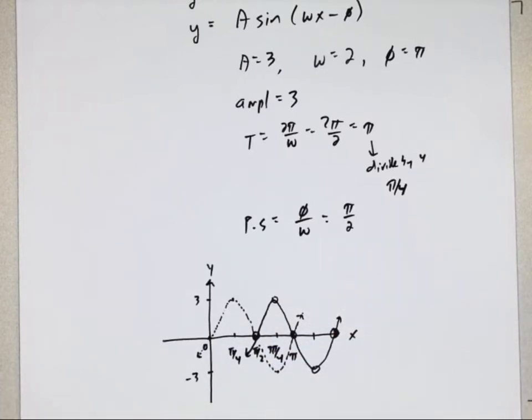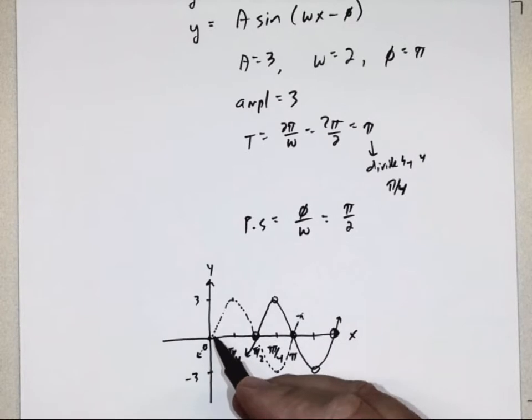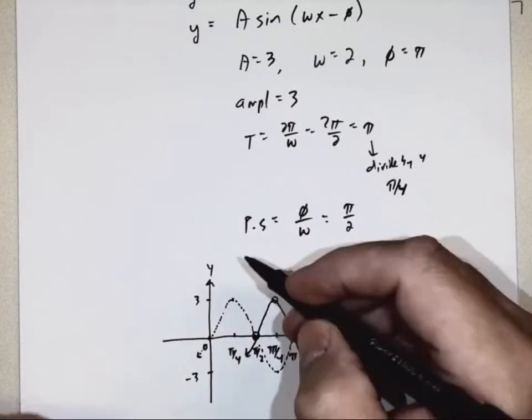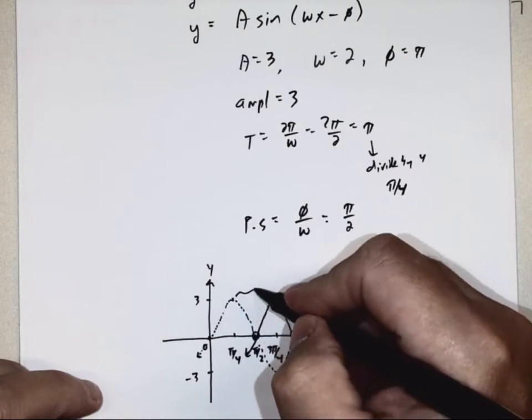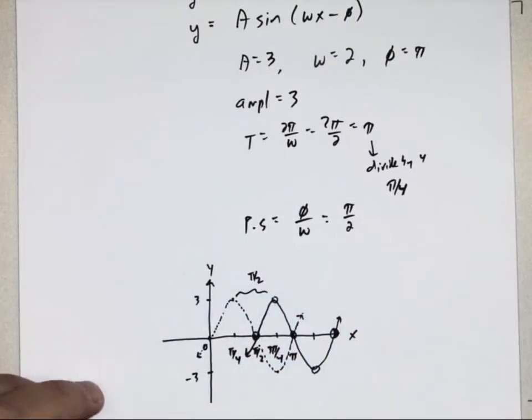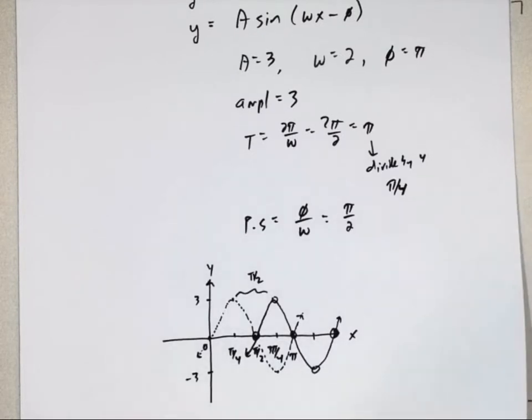If I did it correctly, you can see the dotted line graph has moved to the right, and this distance here should be pi over 2, which is my phase shift. All right, sort of complicated, maybe not so much once you get the hang of it. Let's do one more example.